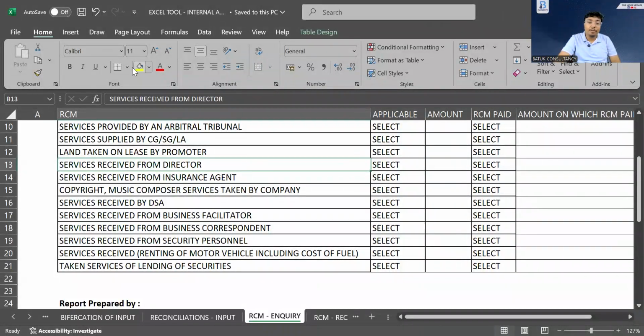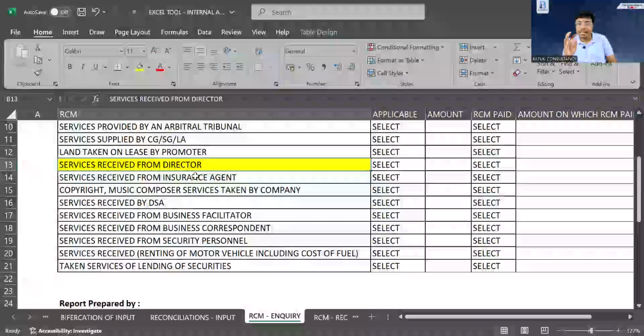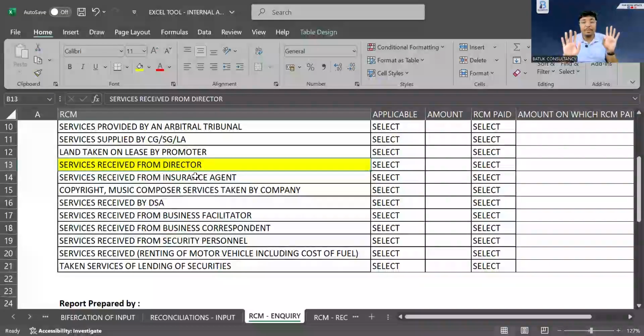Sir, for that purpose, we just need to keep in our mind services received from the director. Suppose any expenditure has been booked in the financial statement with the name of director, yes, RCM is applicable. But if you are paying any salary or remuneration to the director, RCM is not applicable. On all other expenditure, RCM is applicable.